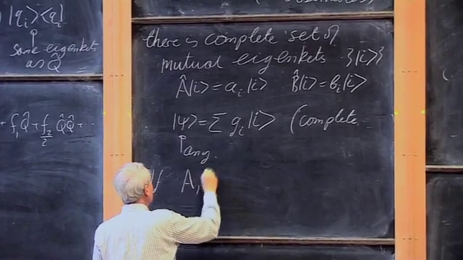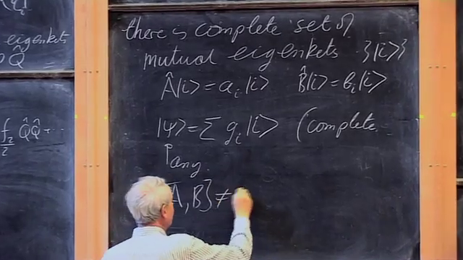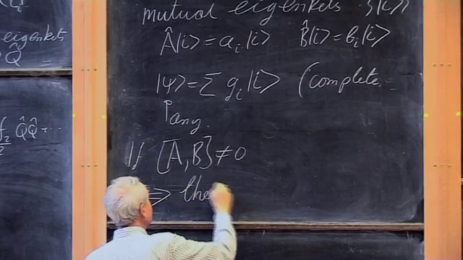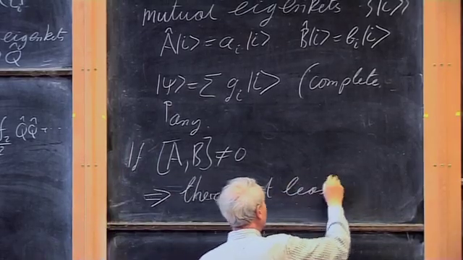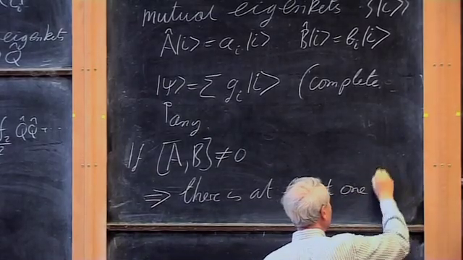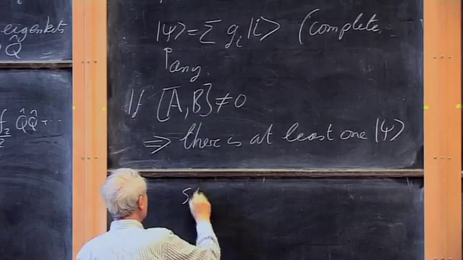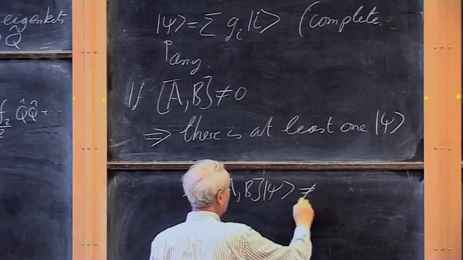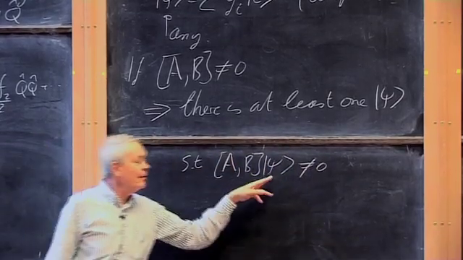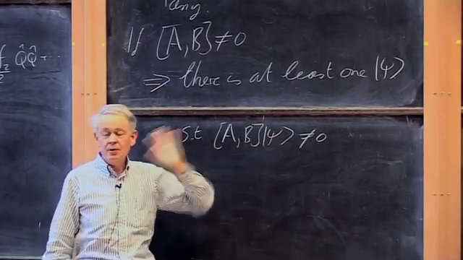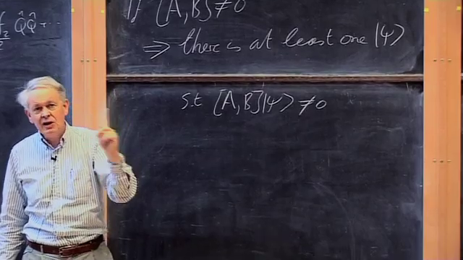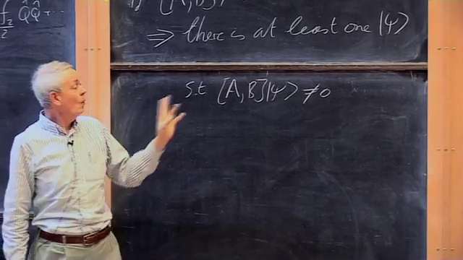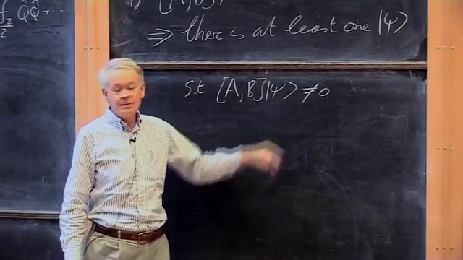Okay, now, if A comma B is not equal to 0, what does this mean? All it means is that there is at least one ket such that A comma B acting on it is not zero. There may be an infinite number of kets such that AB operates on them and produces nothing. But there is one. There is at least one. If you say that these operators don't commute, you're asserting that there is at least one ket where the commutator operating on it doesn't produce nothing.